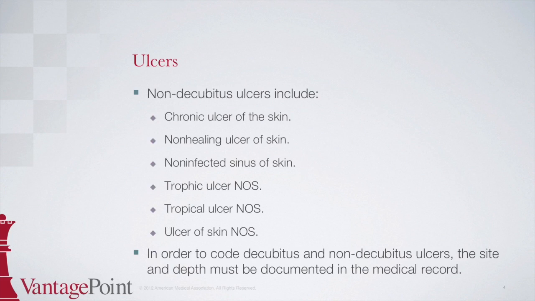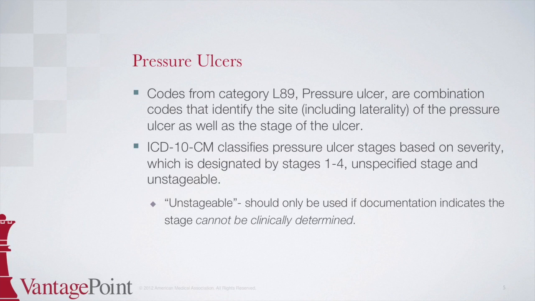Conversely, if the following conditions are documented, they code to non-decubitus ulcers: chronic skin ulcers, non-healing ulcers, non-infected sinus of skin, trophic ulcer, tropical ulcer, or just plain ulcer. Remember that both the site and depth of the ulcer, as well as the type, are all needed in order for the correct code to be selected. In addition to the site and depth of the ulcer being included in the ulcer codes, laterality is another new concept of ICD-10. Therefore, we can now indicate whether the ulcer was on the right or left side of the body.